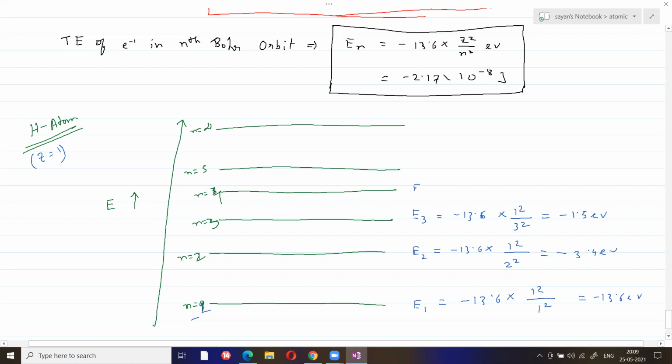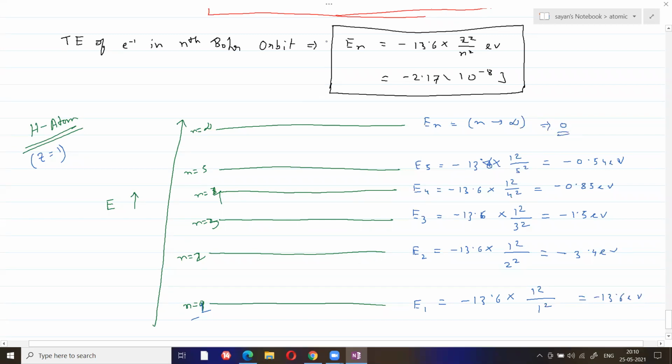Now E4 is minus 13.6 times 1 square by 4 square. This one we get is minus 0.85 electron volt. E5 is minus 13.6 times 1 square by 5 square, we get minus 0.54 electron volt. And En, where n equals infinity, the value becomes 0.